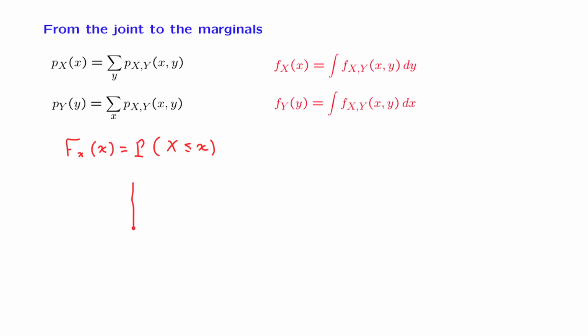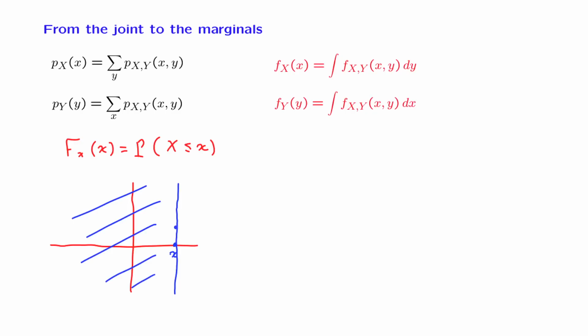And this is the probability of a particular set that we can visualize on the two-dimensional plane. If here is the value of little x, then we're talking about the set of all pairs xy for which the x component is less than or equal to a certain number. So we need to integrate over this two-dimensional set the joint density. So it will be a double integral of the joint density over this particular two-dimensional set.